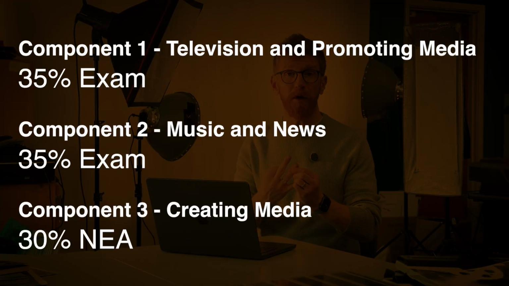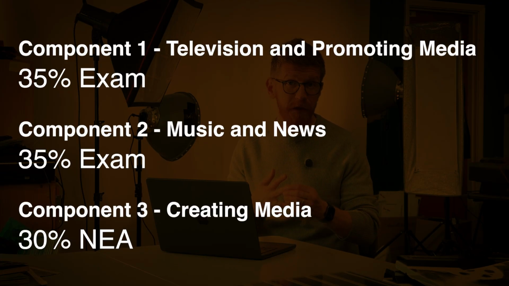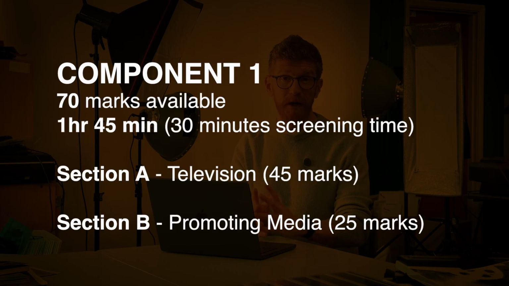Your GCSE is made up of 3 components. Component 1 and 2 are both exams. They're worth 35% each, so 70% is exam-based. The remaining 30% is coursework. So component 1 is an exam with 70 marks up for grabs. It's an hour and 45 minutes with 30 of those minutes assigned to watching a clip from a TV drama. So technically, it's an hour and 15 of writing time.